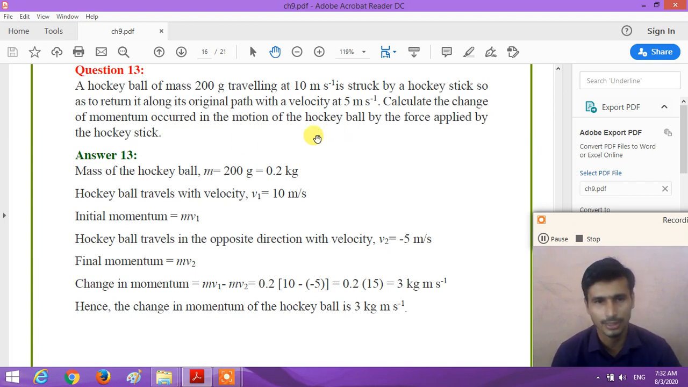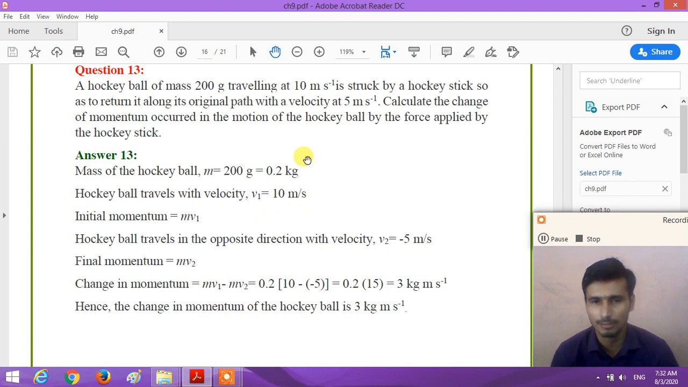So here dear student, the mass of the hockey ball is given to you as 200 gram. We need to convert this mass into kg. So 200 divided by 1000, we get 0.2 kg. So the mass of the hockey ball is 0.2 kg. Now the hockey ball travels with the velocity, initial velocity v1 is equal to 10 meter per second, right? So the hockey ball is moving with a velocity of 10 meter per second. So the initial velocity is 10 meter per second.